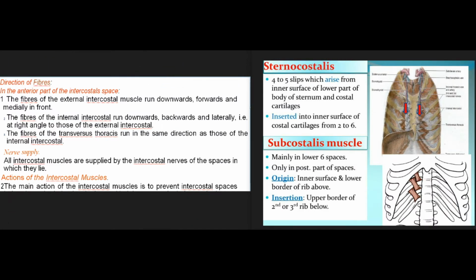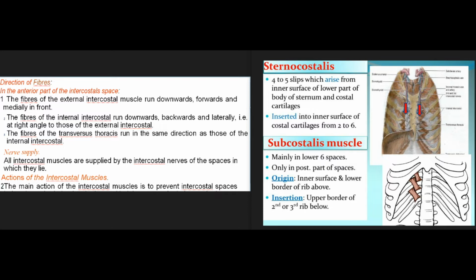Direction of fibers in the anterior part of the intercostal space: 1. The fibers of the external intercostal muscle run downwards, forwards, and medially in front. 2. The fibers of the internal intercostal run downwards, backwards, and laterally, i.e.